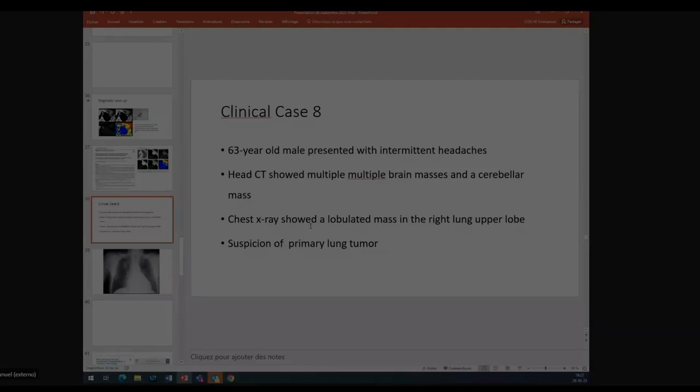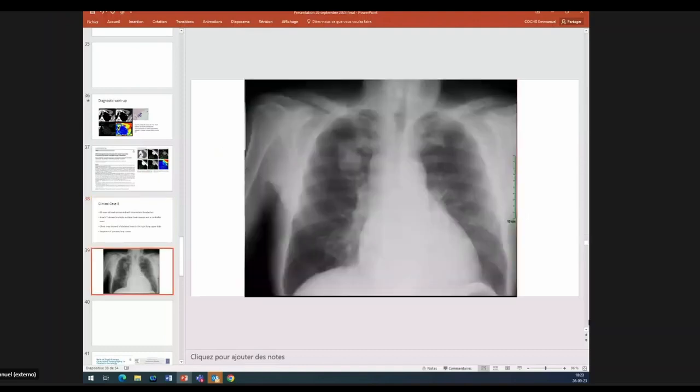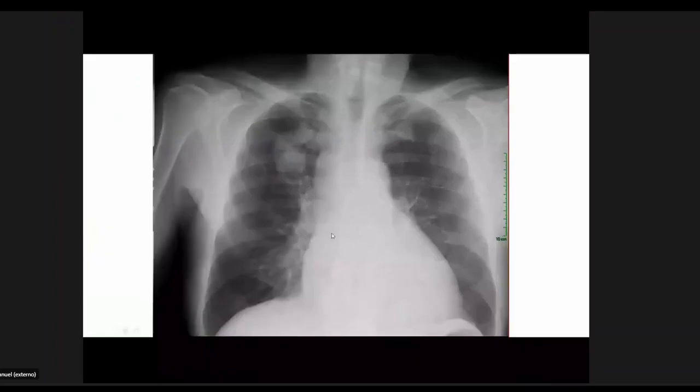It's a 63-year-old male with intermittent headaches, and the head CT shows multiple brain masses and a cerebellar mass. And he had a chest X-ray, and you see there is a lobulated mass in the right upper lobe. There is enlargement of the right paratracheal region, some density in the right paracardiac area.